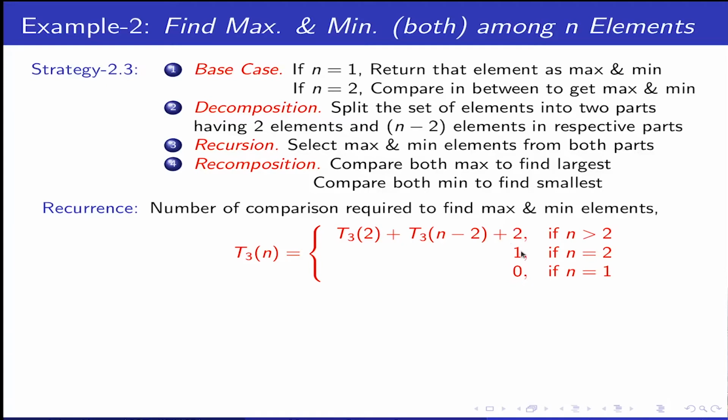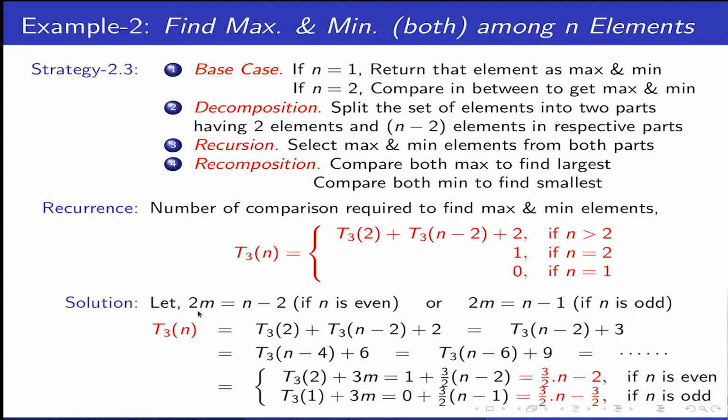N equal to 2 is 1, because 2 elements, one comparison, one element, no comparison. Solve it in the same way. Suppose 2m equal to n minus 2 if n is even, and 2m equal to n minus 1 if n is odd. Then how do we solve?